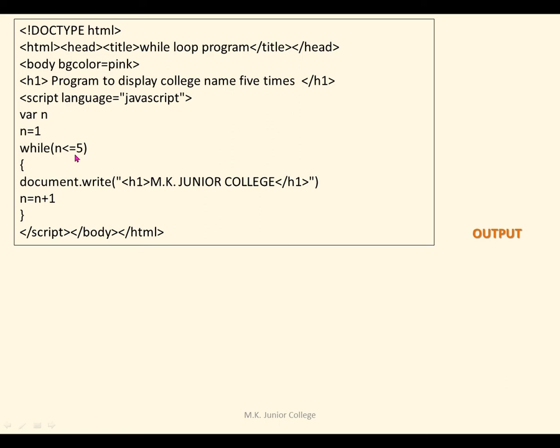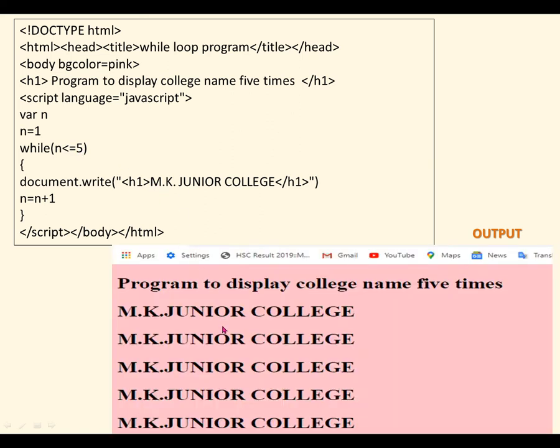If I want to display the college name 100 times, the only difference is what? You can just add 100 here, till your condition goes to 100. Okay, so your counter you have to just increase up to 100. So see, the output is again the same.